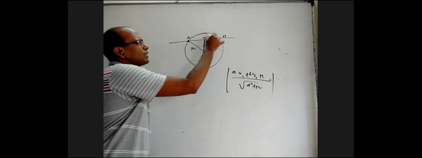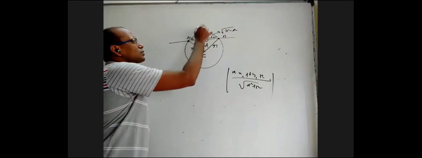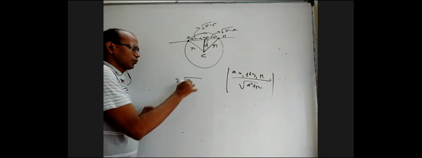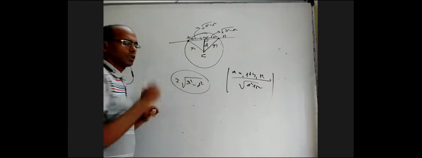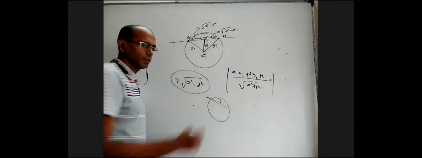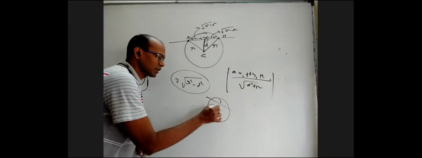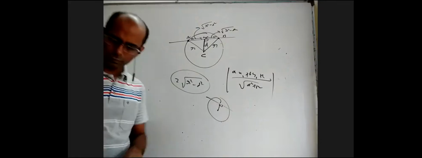Then this small length is root r square minus d square. This is also root r square minus d square. So you'll get 2 root r square minus d square. So that is the formula for the length of the chord. We use this many times. Whenever a circle and a line are there, the length of the chord is 2 root r square minus d square. r is the radius of the circle. d is the perpendicular distance from the center to that line.